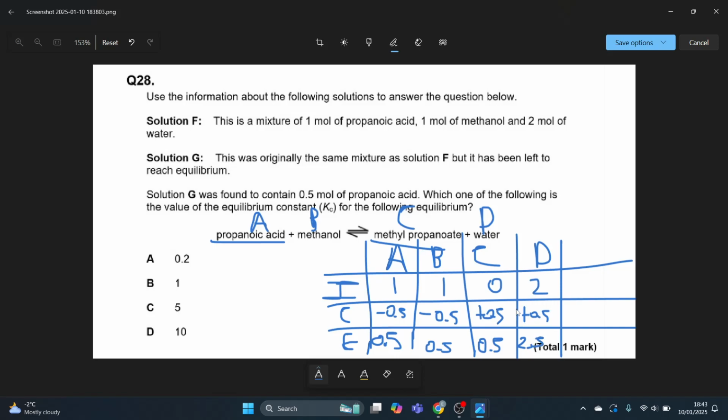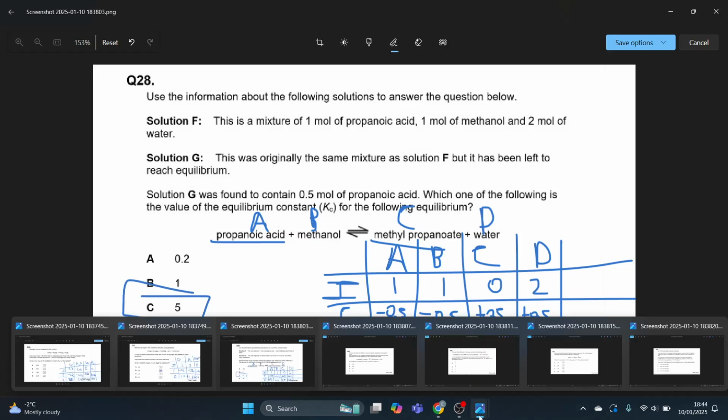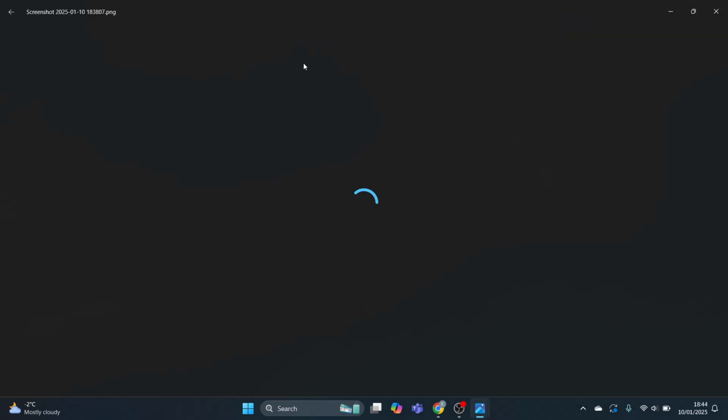2.5. And therefore, we want to find out Kc, products to the power of P, C and D, 0.5 times 2.5 divided by 0.5 times 0.5. And I get 5. Hopefully that's correct, because that's a lot of working out. Inshallah, that's correct.